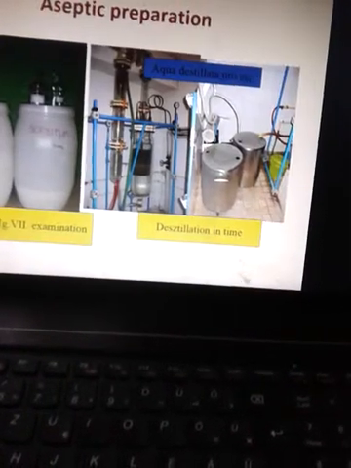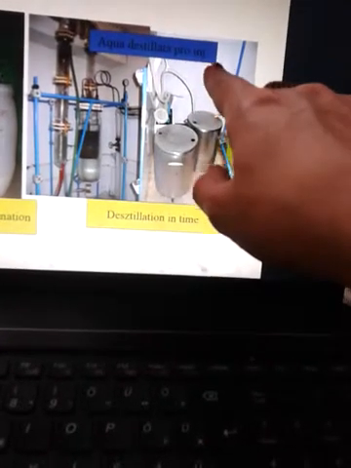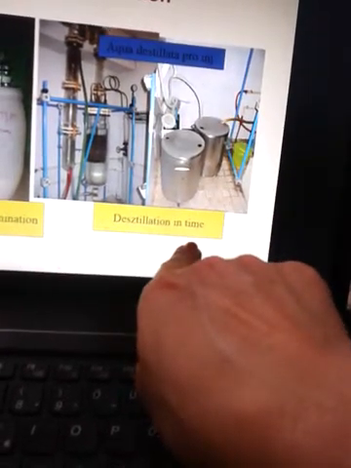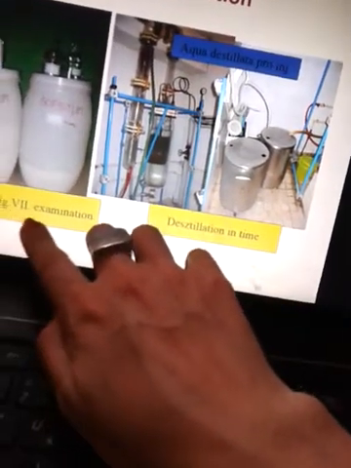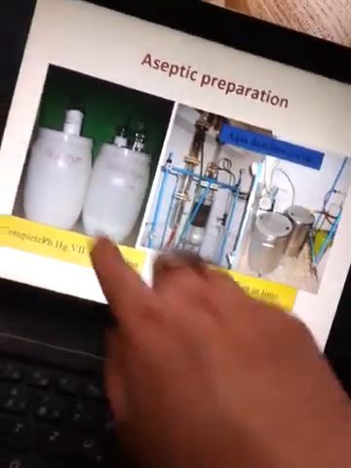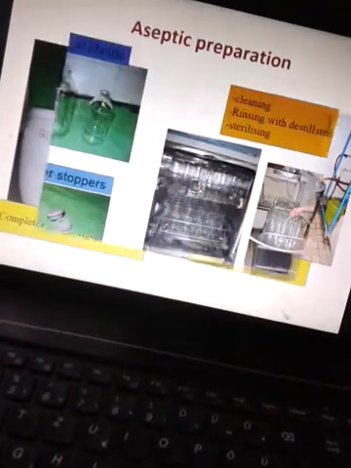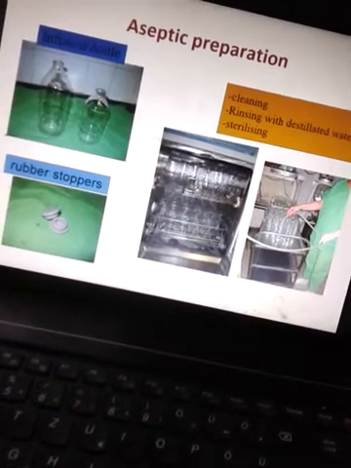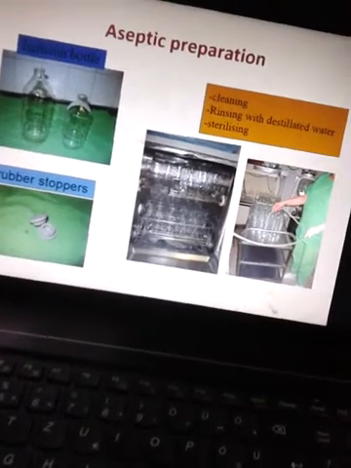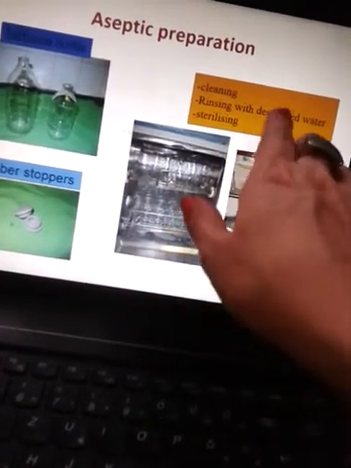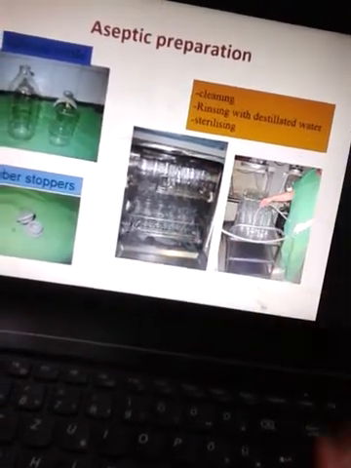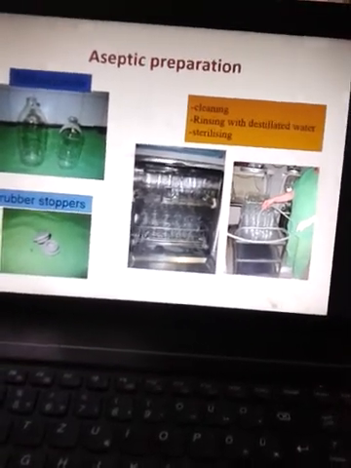Laminar flow, aseptic preparation, aqua distillator pro injection, distillation in time, and a complete examination. For example, glucose and sorbitol چی؟ Sterilize. infusion bottle sterilize, rubber stopper sterilize، همه چی با اتوکلاو، cleaning, rinsing with distilled water and sterilizing. با distilled water هم باید شست.